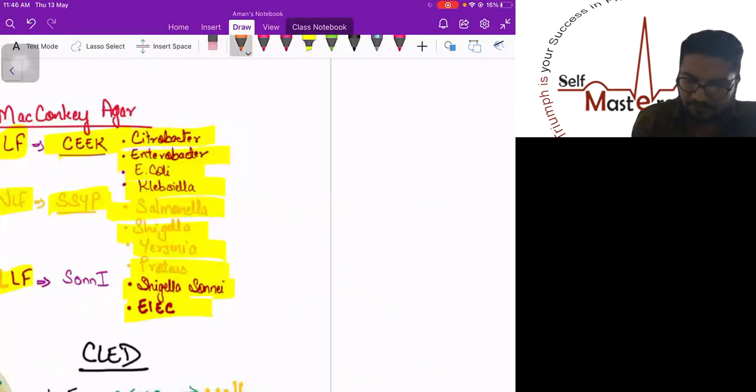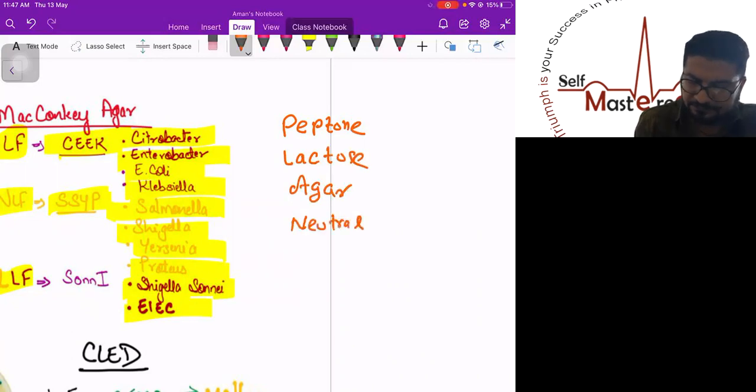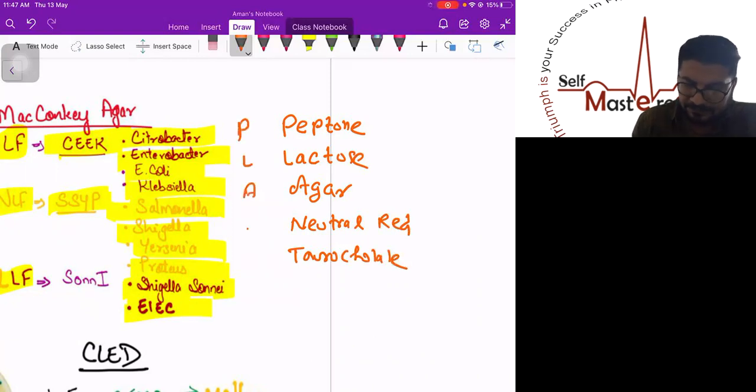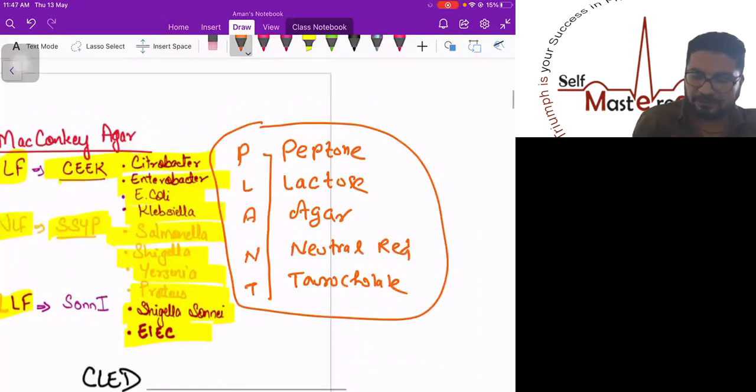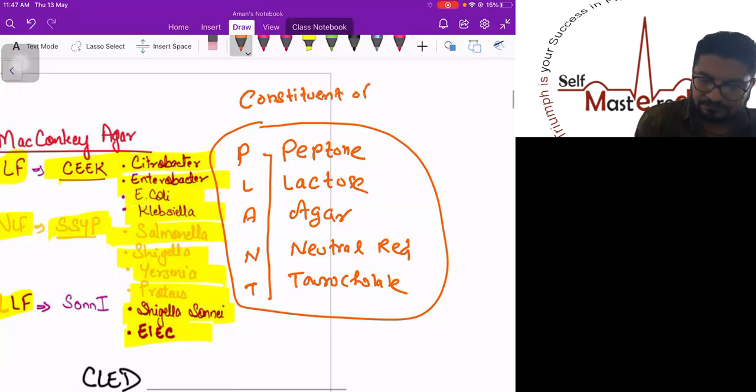Sometimes they ask a question related to MacConkey agar: what do we use in it? We use peptone, lactose, which is a sugar, agar, neutral red dye, and taurocholate. The mnemonic is PLANT. These are the substances that you'll see in MacConkey agar. Sometimes the question they ask in the exam is, what are the constituents of MacConkey?